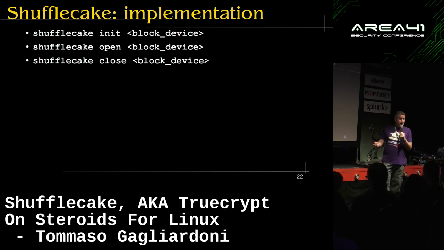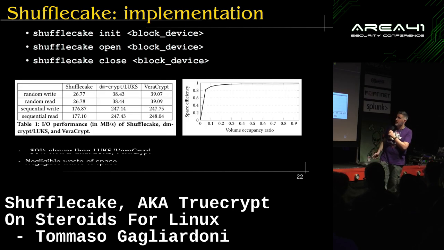Then Shufflecake open: you give the path of the block device, and you are asked one password. And when you put this password, the related volume and all the less secure volumes are automatically opened. And finally, Shufflecake close: you give the path of the block device and everything is automatically closed, so it remains invisible for the kernel.